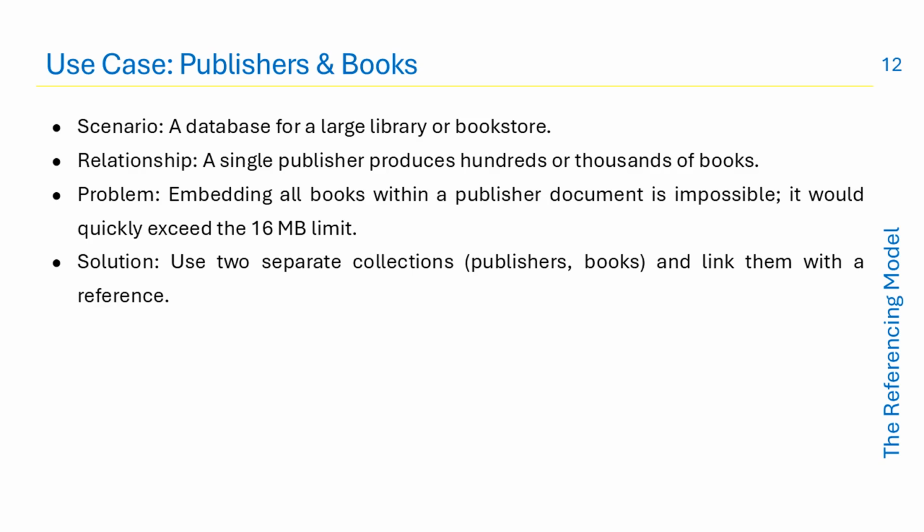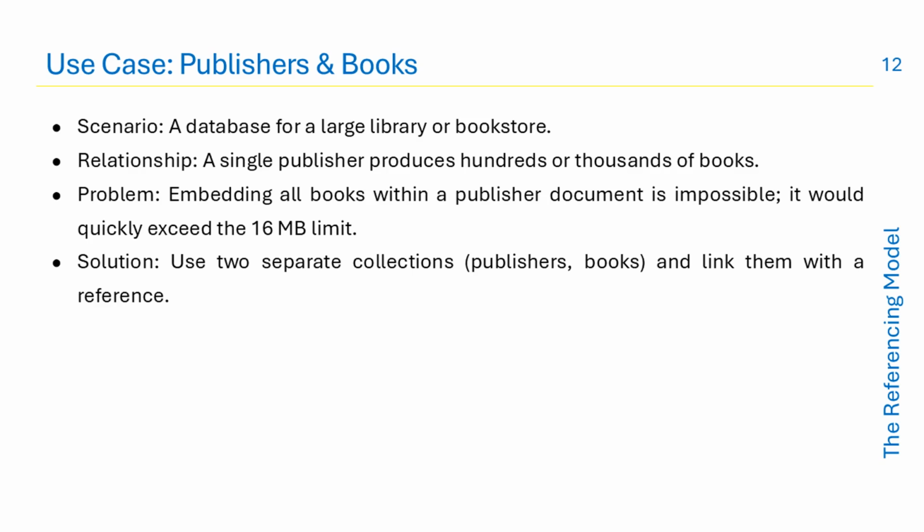To see referencing in action, let's consider a very clear one-to-many relationship: publishers and the books they produce. A large publisher might have a catalog of thousands of books. If we tried to use the embedding model here, we would place an array of book subdocuments inside the publisher document. This array would grow with every new book published and would inevitably crash into the 16 megabyte document size limit. It's an unbounded relationship, so embedding is simply not an option.